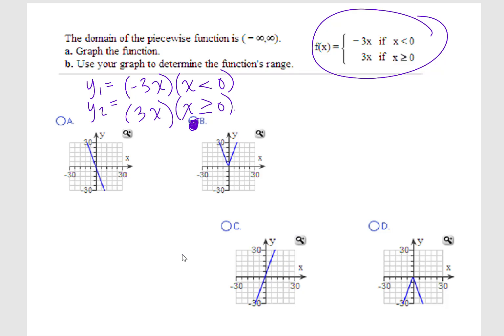And then it wants us to determine what the function's range is. Well, remember, range is all of our y values. So we don't get a y value until we get to 0, 0, right? That's the first time that we hit a y value. And then from there on up, we have y values. So my range would be 0, including, that's why I use the brackets, to infinity.